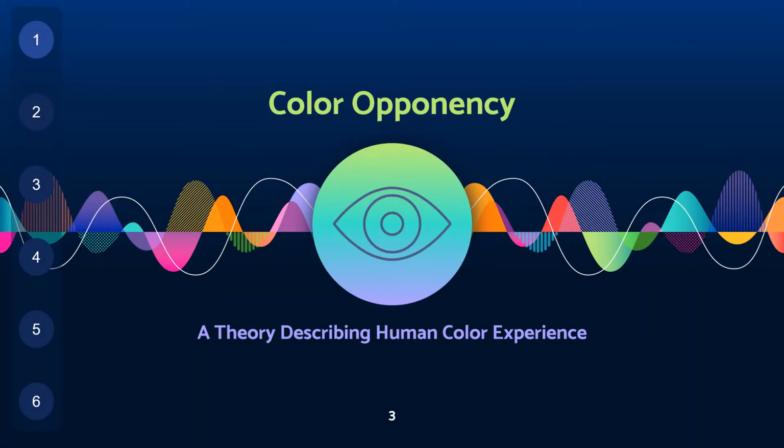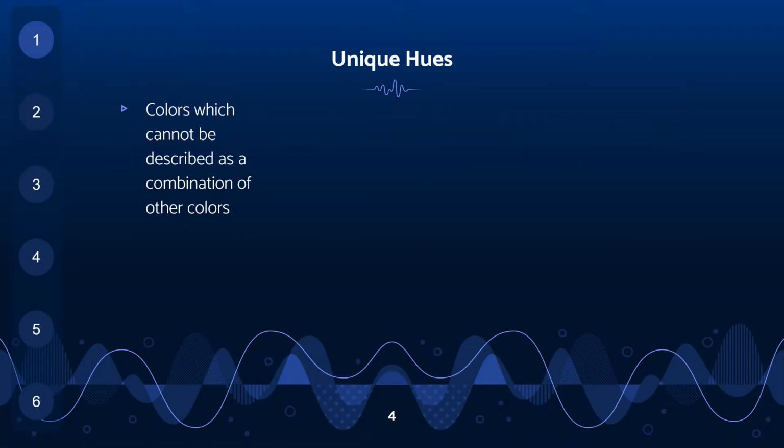First off, color opponency. This is a theory designed to explain how humans experience color. Color opponency is built on the idea of unique hues. There are some colors that cannot be described as a combination of other colors. For example, on the left, chartreuse can be described as a combination of green and yellow, while on the right, red can't really be described as a combination of fuchsia and orange.